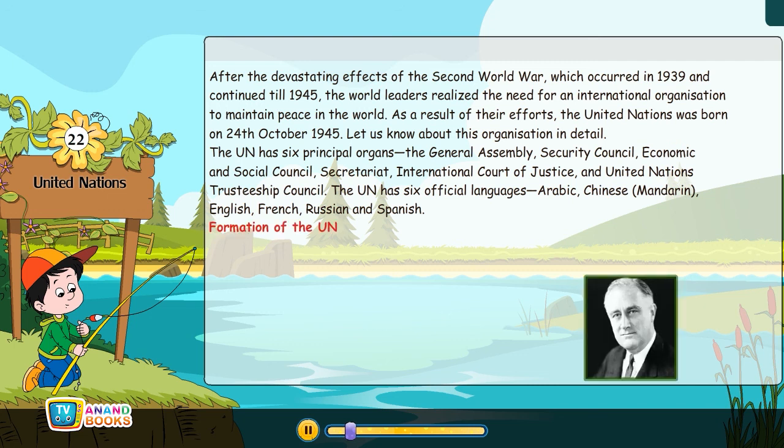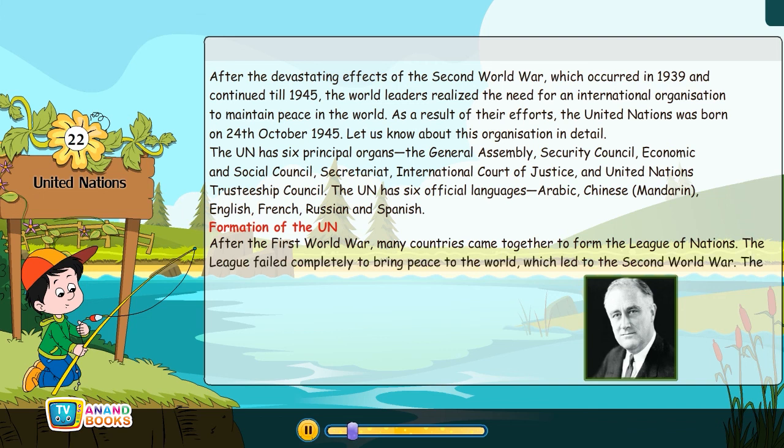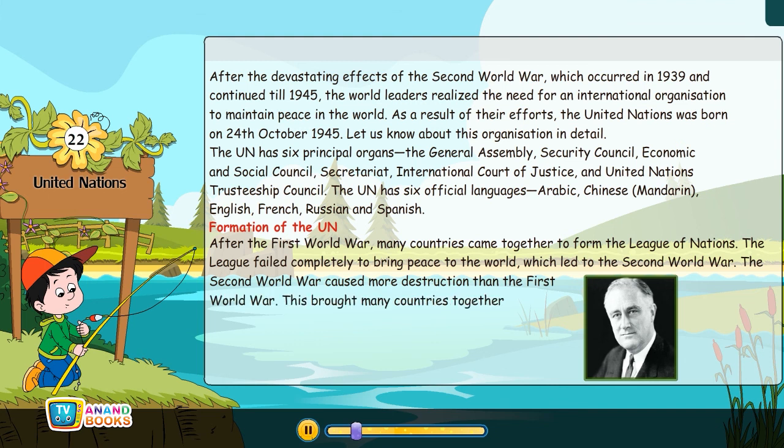Formation of the UN. After the First World War, many countries came together to form the League of Nations. The League failed completely to bring peace to the world, which led to the Second World War. The Second World War caused more destruction than the First World War. This brought many countries together to promote peace in the world.